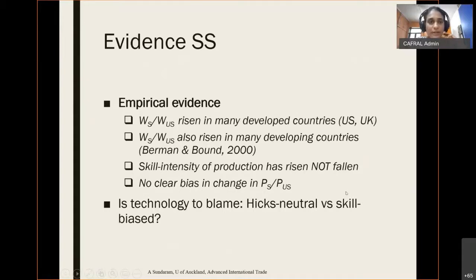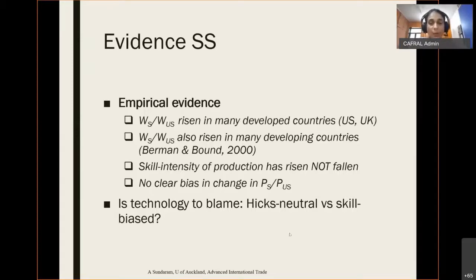Okay, what about the evidence? So can I then move on to, I'm going to talk about the evidence a little bit. So what does the empirical evidence show? Interestingly, the empirical evidence has shown that the skill premium is rising in a lot of developed countries, and that's very consistent with Stolper-Samuelson, as we just discussed. But in developing countries, the skill premium has also been rising, which is against what Stolper-Samuelson would say. It's not consistent with the Stolper-Samuelson theorem.